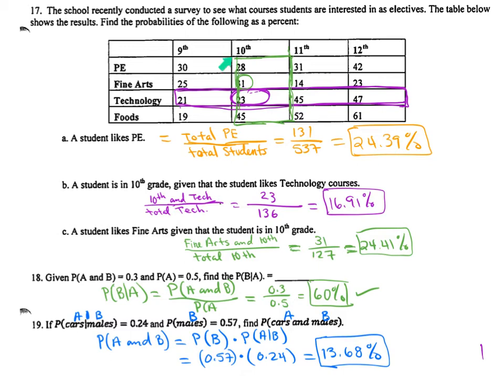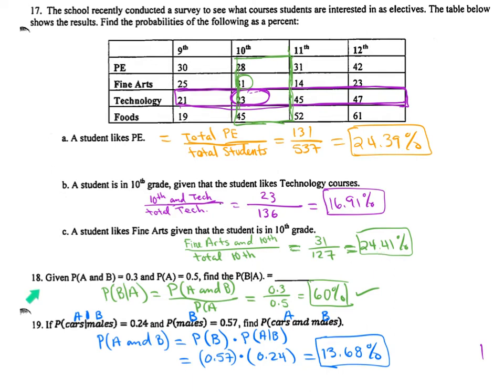And then of those 10th graders in this column, we're going to circle the ones that like fine arts. So that would be this number here, which is 31. That's kind of covering it up, but that is a 31 there. And so that'll be 31 out of 127, which is a percentage of 24.41.